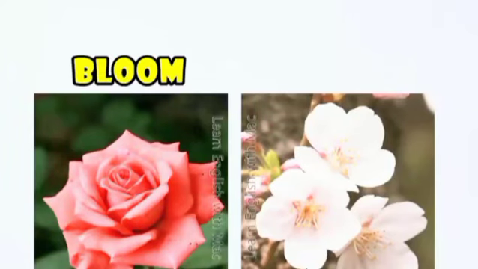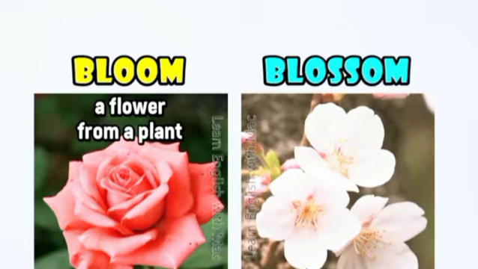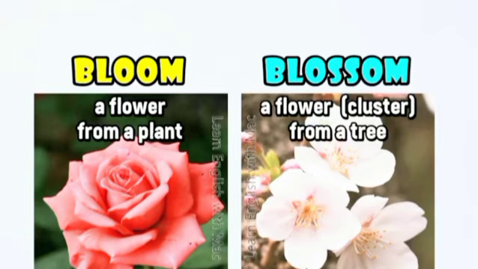This is a bloom and this is a blossom. A bloom is a flower from a plant such as a rose. A blossom is a flower or a cluster of flowers from a tree such as a cherry blossom.